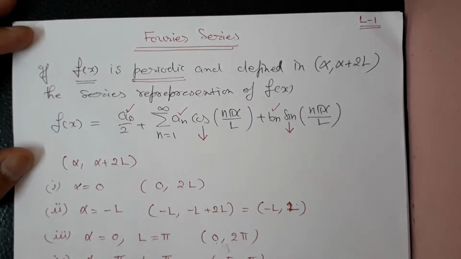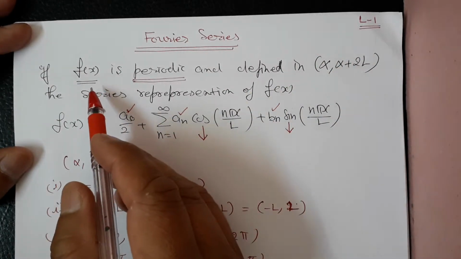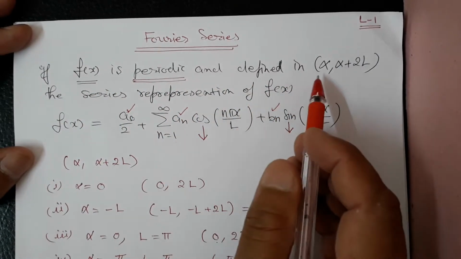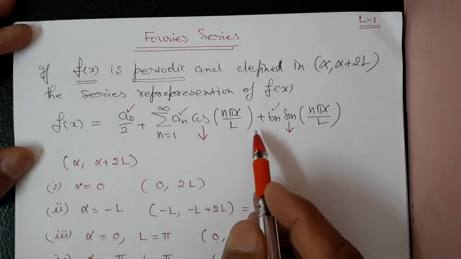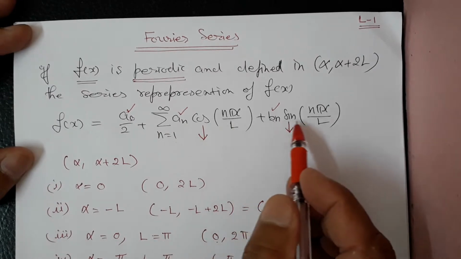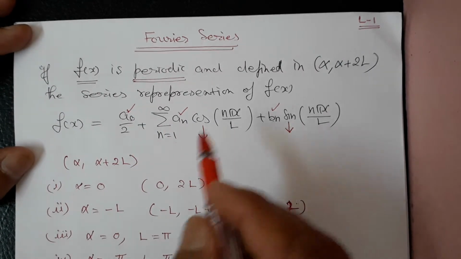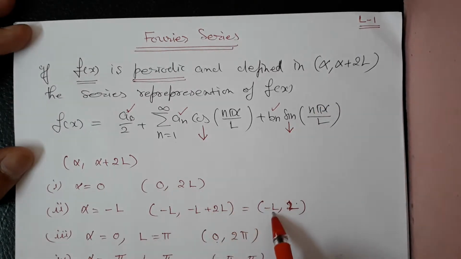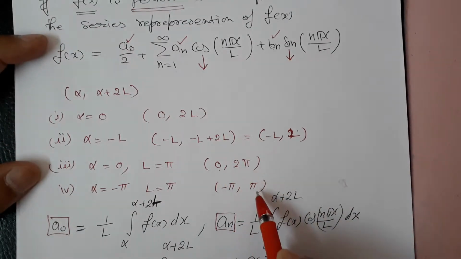So in my first lecture on Fourier series, we discussed the Fourier series of a function f(x) when f(x) is periodic and the interval is alpha to alpha plus 2l. So this is the Fourier series representation formula, f(x) equal to a naught by 2 and so on, where a naught, a_n and b_n are the Fourier coefficients. And the interval alpha to alpha plus 2l can be 0 to 2l, it can be minus l to l, it can be 0 to 2 pi, it can be minus pi to pi.